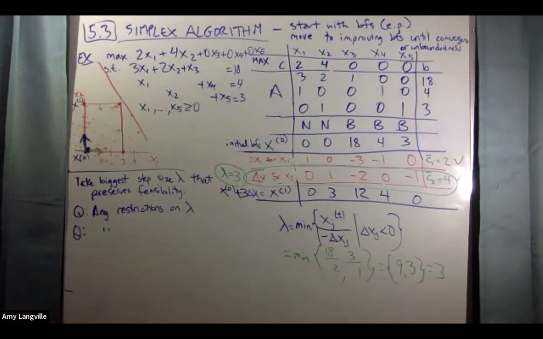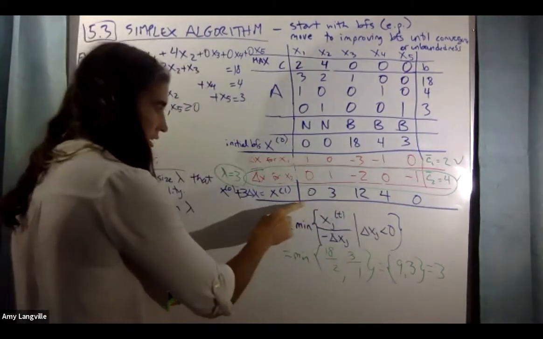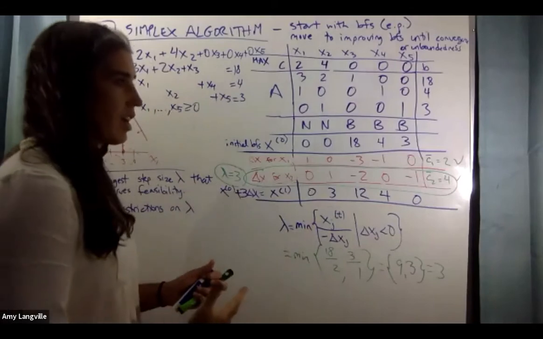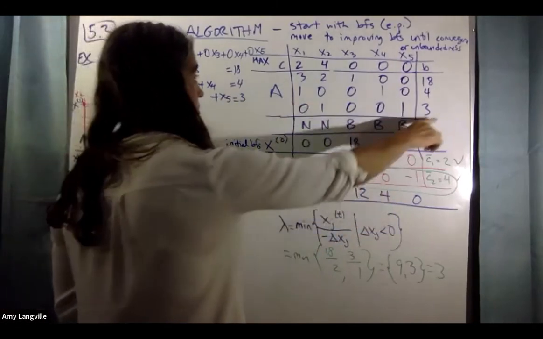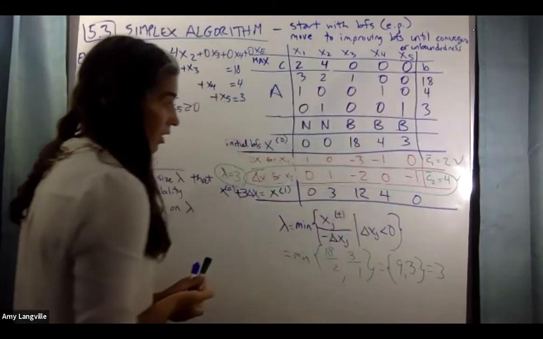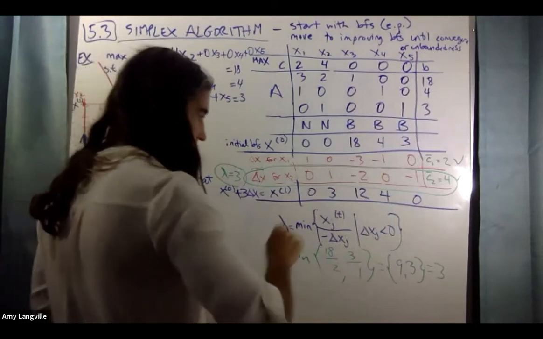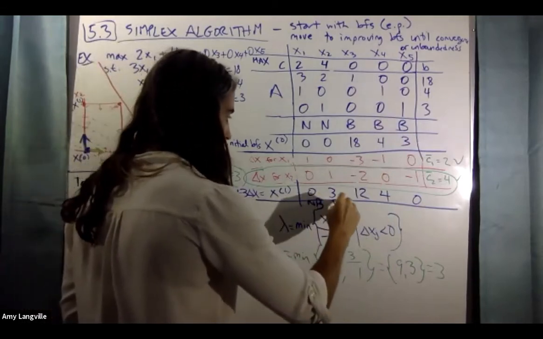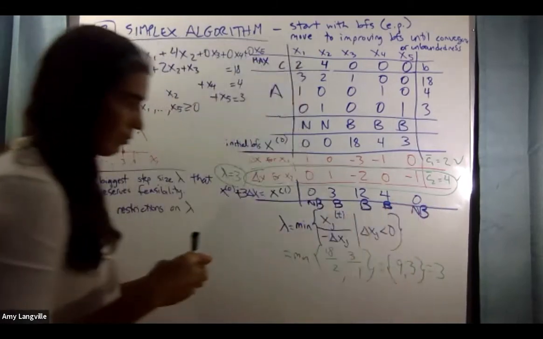Notice with this next iterate, it's feasible by design. The non-negativity constraints are satisfied by design. Ax equals b. You can check that, plug this in. Ax equals b, it will hold. Non-negativity is satisfied. And we now have non-basic, basic, basic, basic, non-basic variables.